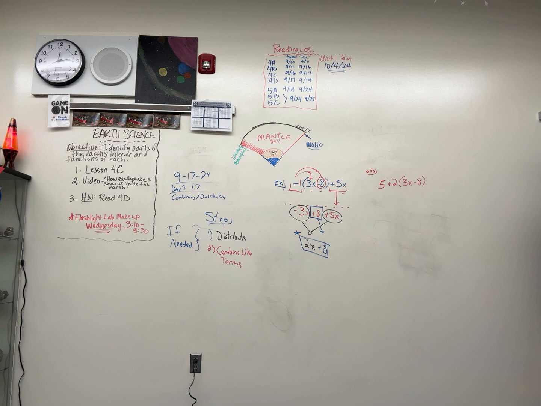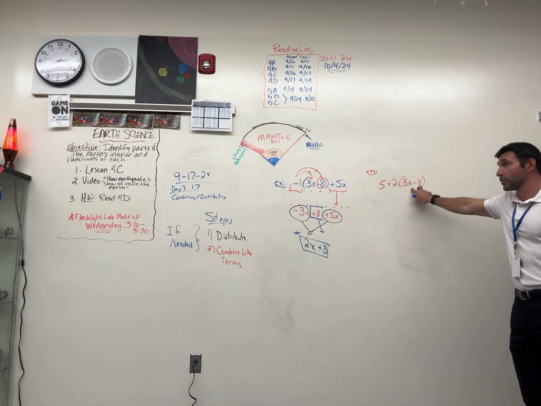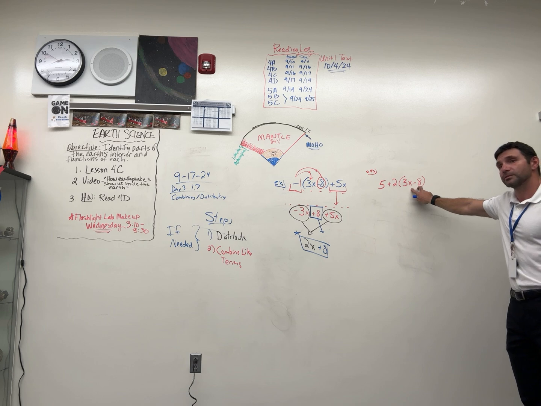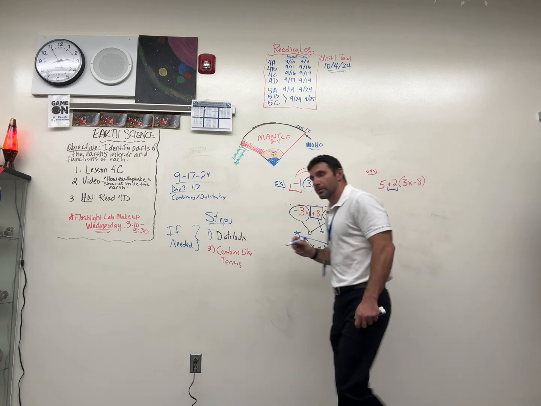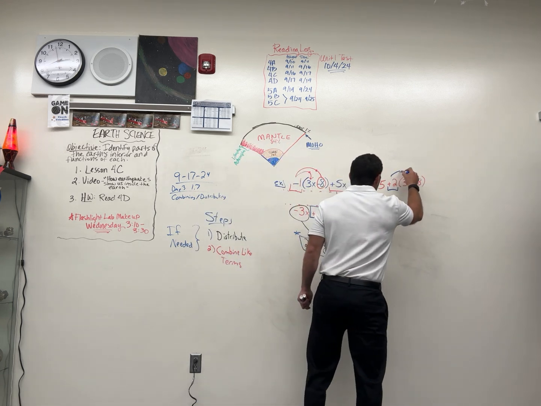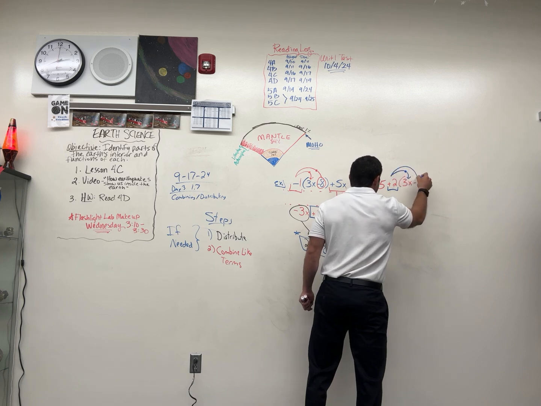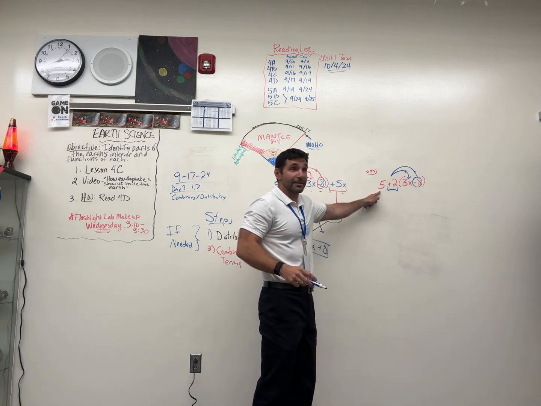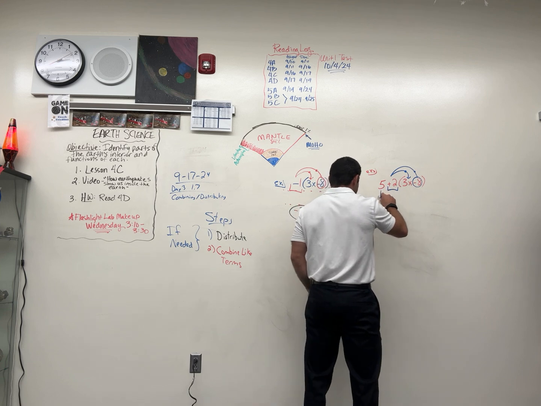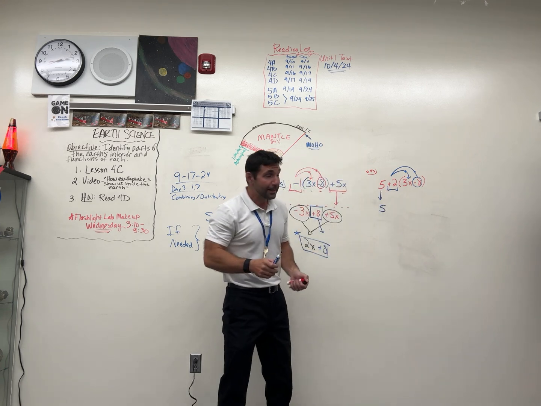What are we distributing, Brianna? What gets multiplied? 3x. Okay, so these are going to get multiplied by what number? What's directly in front of the parenthesis? 2. What kind of 2? Positive. Okay, so we're taking that positive 2 and multiplying it to the 3x and to the negative 8. Look what we didn't touch. The 5 didn't get touched, so what happens? It comes straight down.